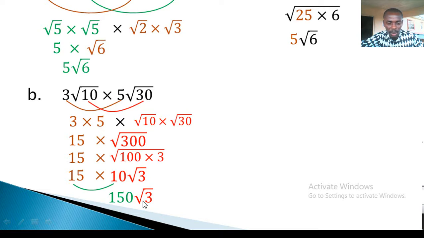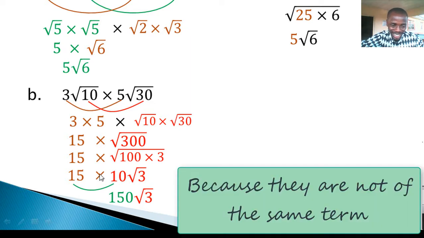root 3. Why? If there's multiplication, I can multiply anything. Take note that if the sign here is addition or subtraction, you cannot do anything further. If the sign here is an addition sign or subtraction sign, you can't do anything further.